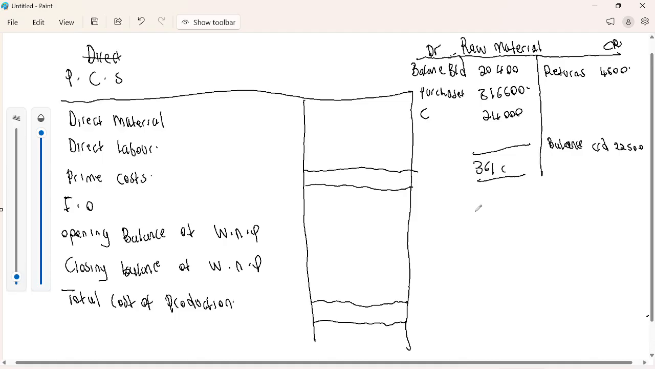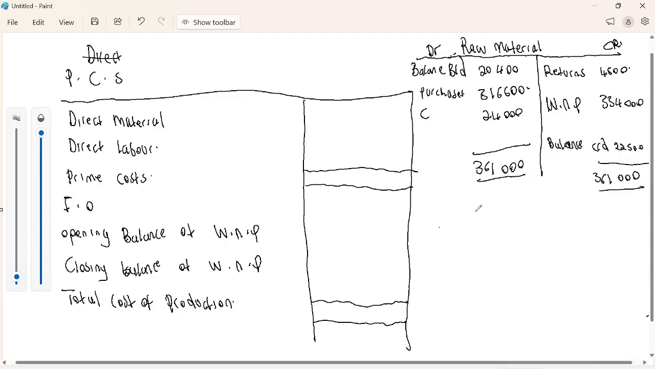I'm having 361,000. I'm gonna take this balance to the other side. I'm gonna subtract these two amounts. So I'm gonna say 361 minus 22,500 minus 4,500. I'm having raw, I can say what? Work in progress. Right? So my final answer will be 334,000. Now this is how you calculate it according to what grade levels.